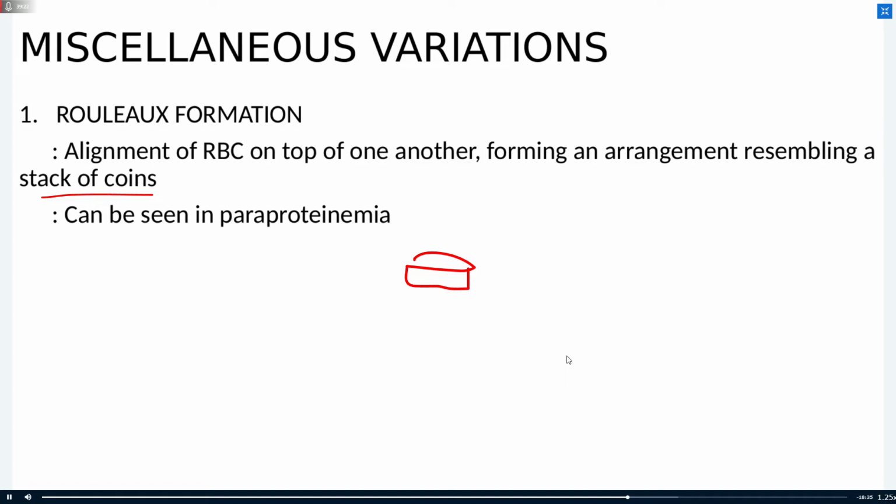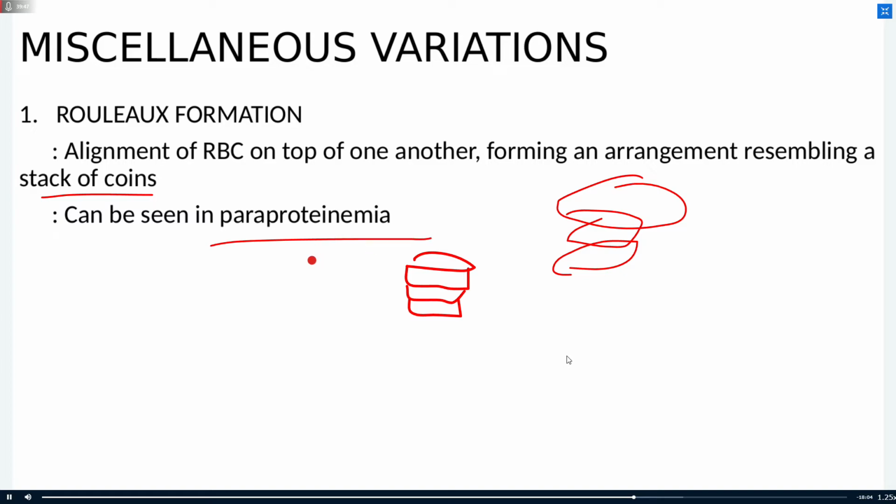Parang nagpatong ng 5 piso sa 20. Okay lang. Murag, sa studio. Yung mga tapeworm nyo. So they would appear like that, class. So, ganun, patong-patong. And it can be seen in paraproteinemia.